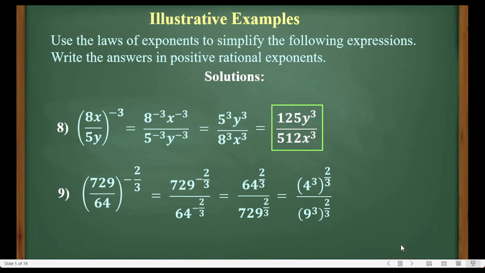So you apply the power of a power law. So the numerator will simply become 4 squared, because 3 times 2/3 will give us 2, then 3 times 2/3 will give us 2 as the exponent of the denominator, and 4 squared, as we all know, is 16, while 9 squared is 81. So the answer is 16 over 81.